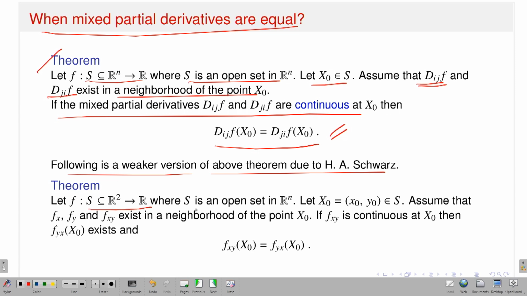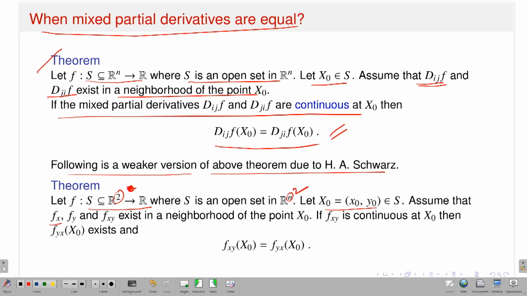So then where S is an open set in R^n. Actually, there is a typo here; this should be R^2. So if I have a function f from R^2 to R, where S is an open set in R^2, suppose we take a point x naught in S.